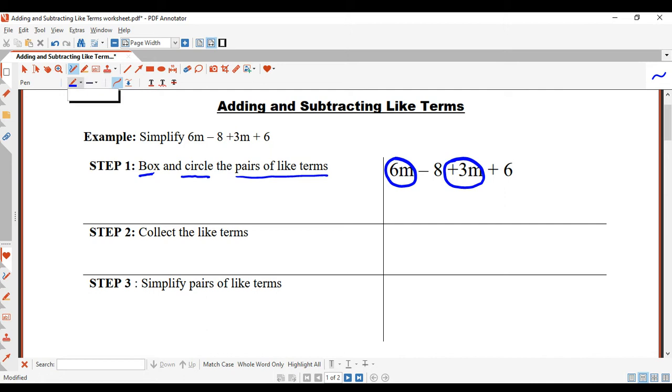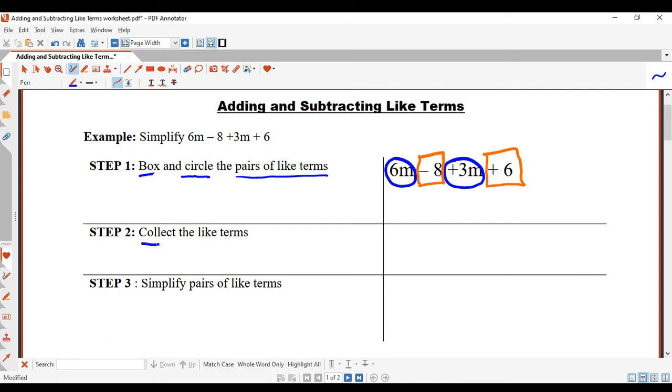Now I'm going to do a box around the others. When I box the other terms, make sure you box the negative sign with the 8. They go together. And also box the plus sign with the 6. They go together. That's called boxing and circling the like terms. That makes it easiest for us to now collect them.